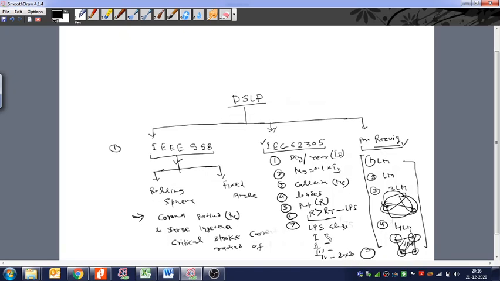So based on the thunderstorm days and the lightning density, we select. If this value is less, then we start from class 4, and if value is higher, then we start from class 3. And if we are going to class 3, then it will be a 15 by 15 meter mesh we have to make. So this is overall how we conclude the lightning protection system.